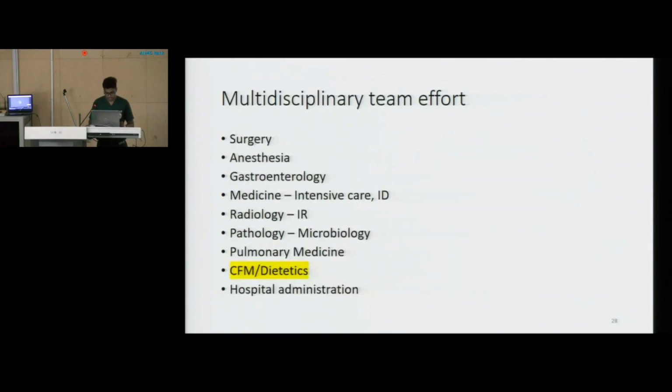We are thankful that we could successfully manage her and bring her out of a crisis due to multidisciplinary team effort by the surgery department, anesthesia department, gastroenterology, medicine, intensive care, ID, radiology, especially the interventional radiology team, pathology, microbiology, pulmonary medicine, dietitian, and the hospital administration.